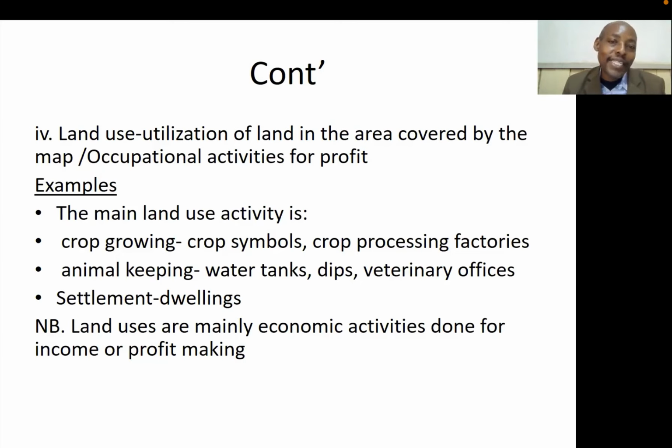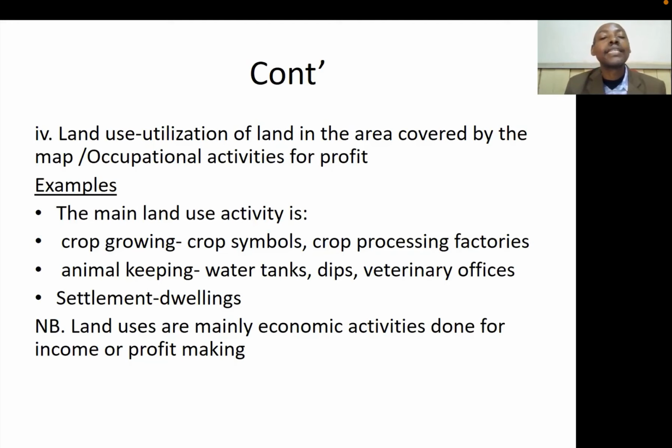Land use. This is a utilization of land in the area covered by the map. That is occupational activities that people engage in for profit. Examples, you can say the main land use activity in the area is crop growing. These will be informed by the presence of crop symbols.